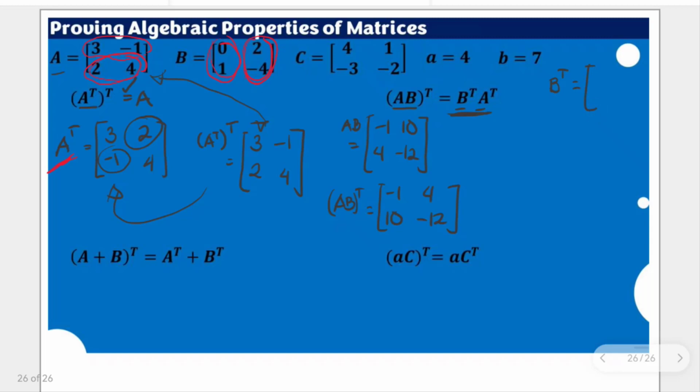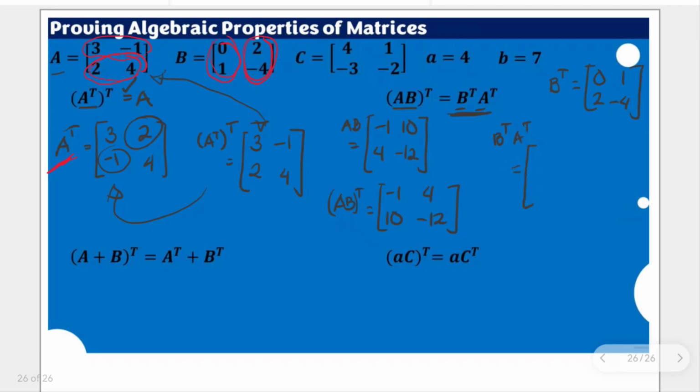Transpose of B, considering our given B here. So 0 and -4 is still here, but 1 will be here and 2 will be moved here. So again, the transpose of A is already given in the first. So let's try to multiply the transpose of B and then the transpose of A.